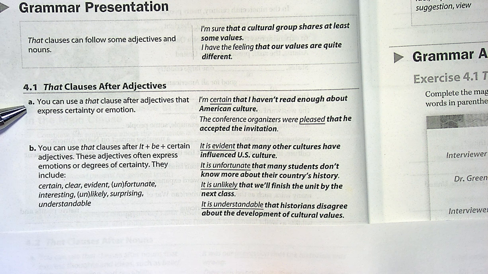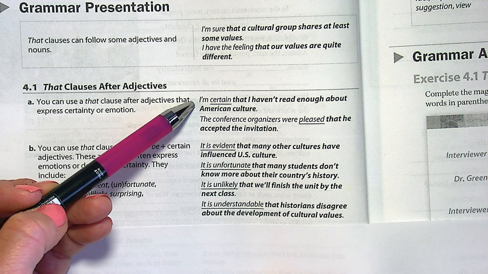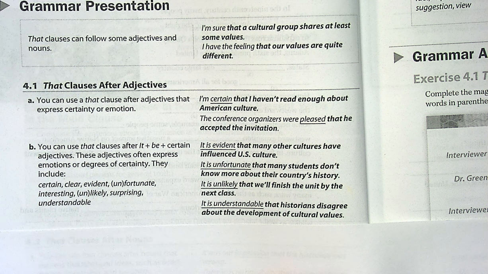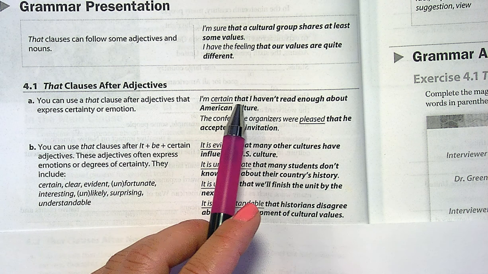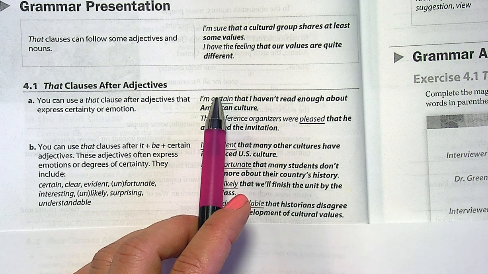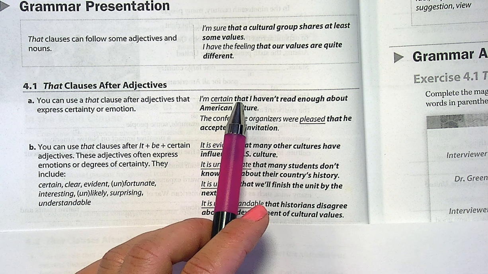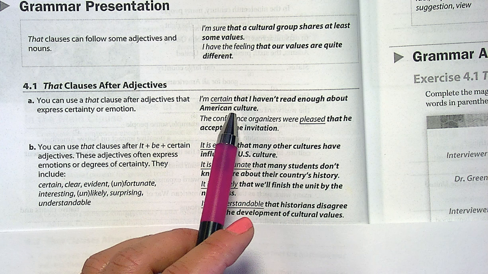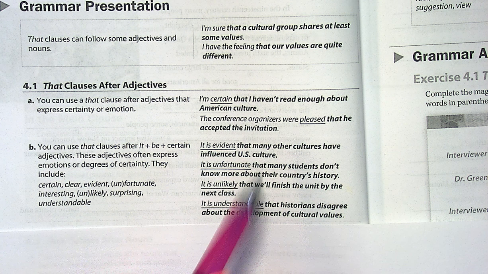You can use that clauses after adjectives that express certainty or emotion. For example, I'm certain that I haven't read enough about American culture. I'm certain about something, or I'm certain of something. What are you certain about? And we can just add this noun clause after this adjective. In this case, it's not replacing a noun, but it's giving us more information about the thing that we are certain of or certain about.